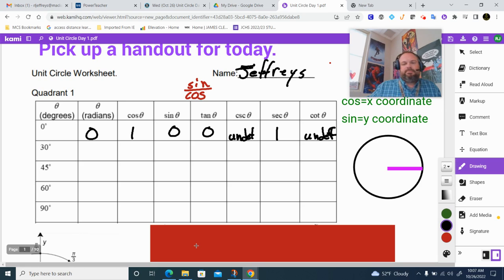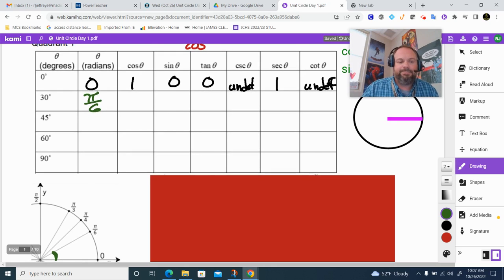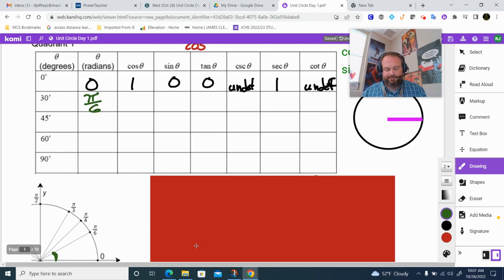All right. So, right here, this is 30 degrees. When it says 30 degrees, that means that this angle right here from here is 30 degrees. This would be pi over 6. Okay, that is our radian for that. Now, our cosine for this is root 3 over 2. And our sine is 1/2.